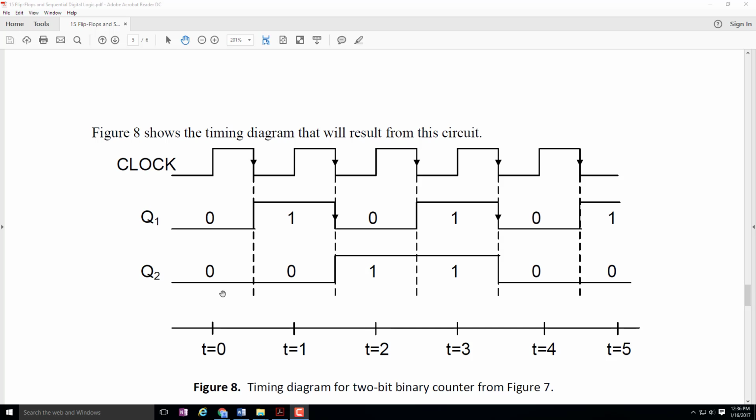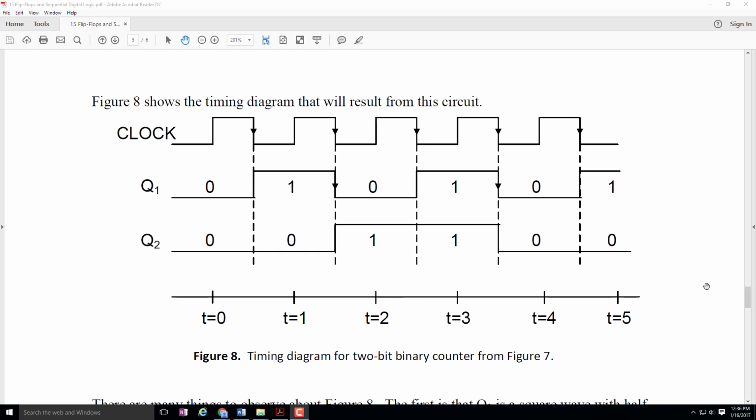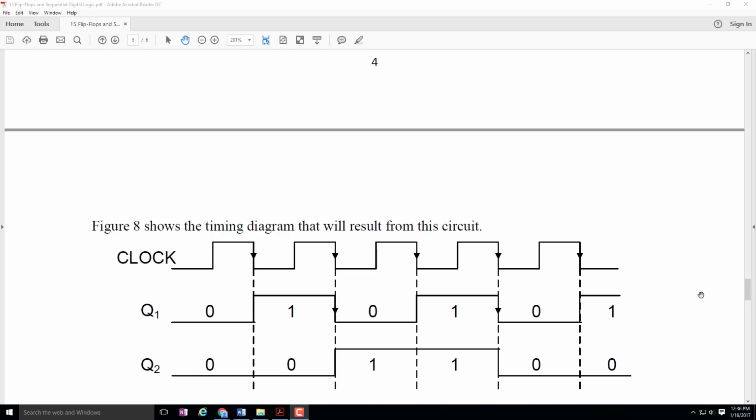The second thing to observe is that if we look at the numbers now, we have 0 0, 0 1, 1 0, 1 1. And those are the binary numbers for 0, 1, 2, 3. And then we go back to 0, 1, 2, 3. So in fact, this does create a binary counter, exactly what we were looking for. And it's just about the easiest configuration we can imagine.